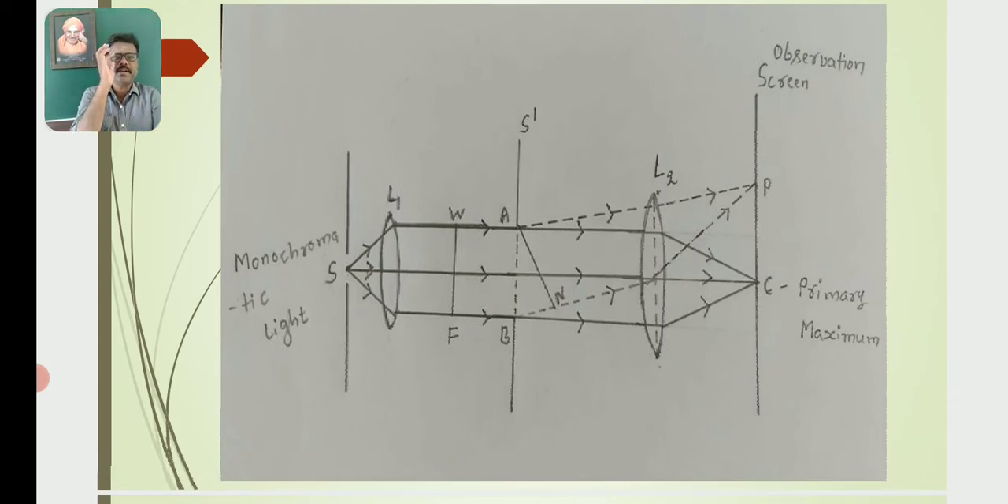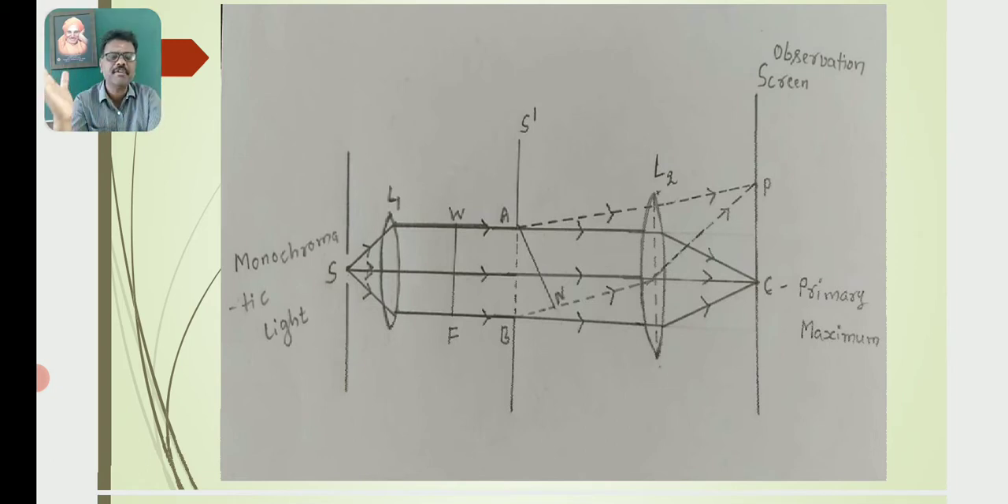Now you see the diagram, which indicates how the diffraction pattern is obtained in the case of Fraunhofer diffraction. The experimental arrangement consists of a monochromatic source S, called the source slit. The monochromatic light from the source slit is made incident on the convex lens L1, where S is placed at the principal focus of the convex lens L1.